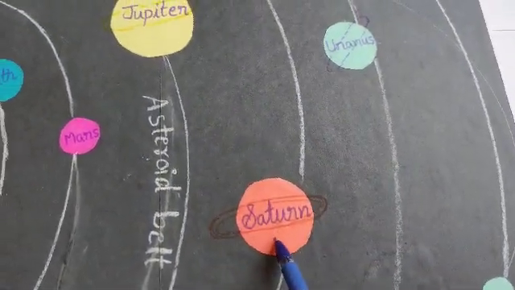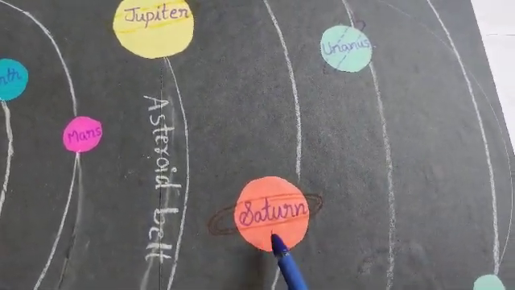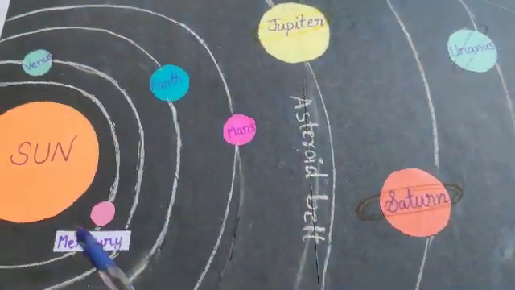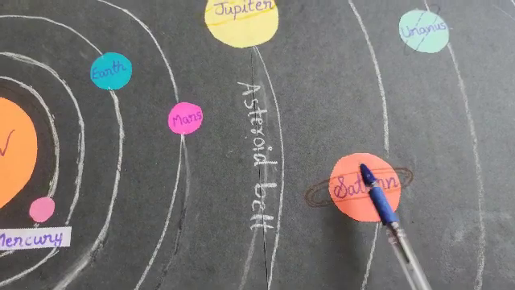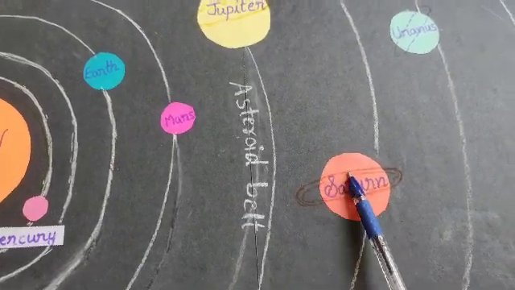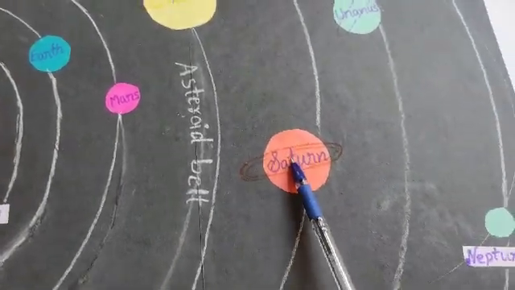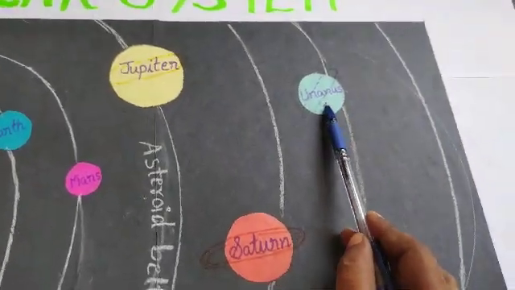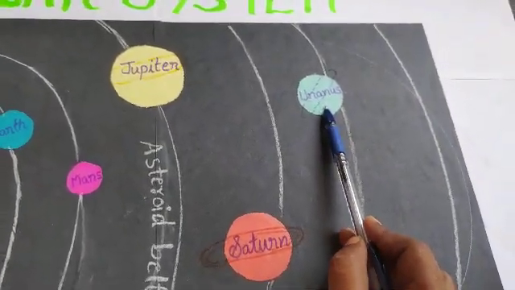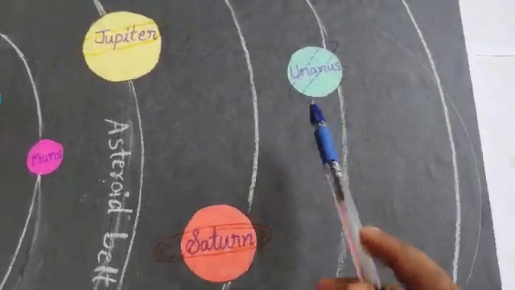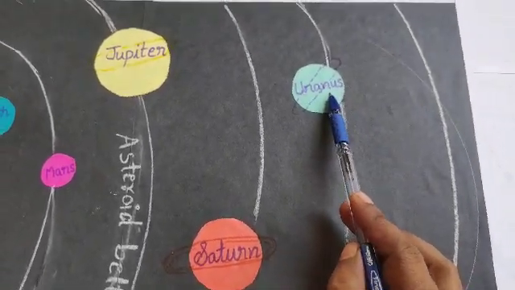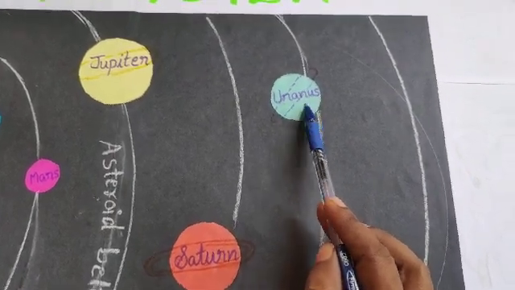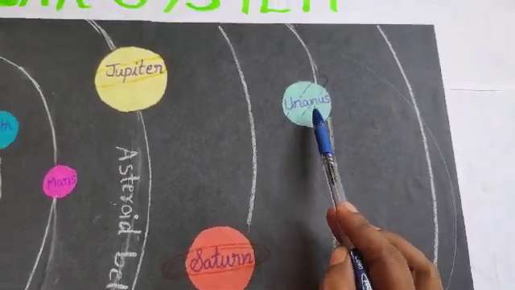And then next one is Saturn. To complete one revolution around the sun, Saturn takes 29 years. And then the next one, the seventh one, is Uranus. For Uranus to complete one revolution around the sun, it takes 84 years. How many years?